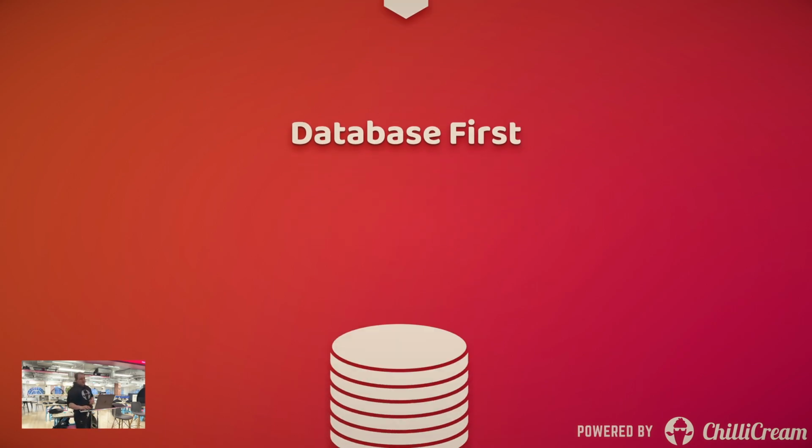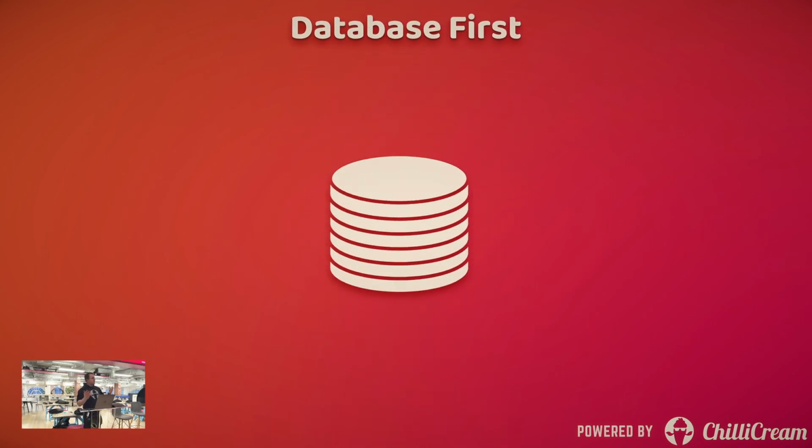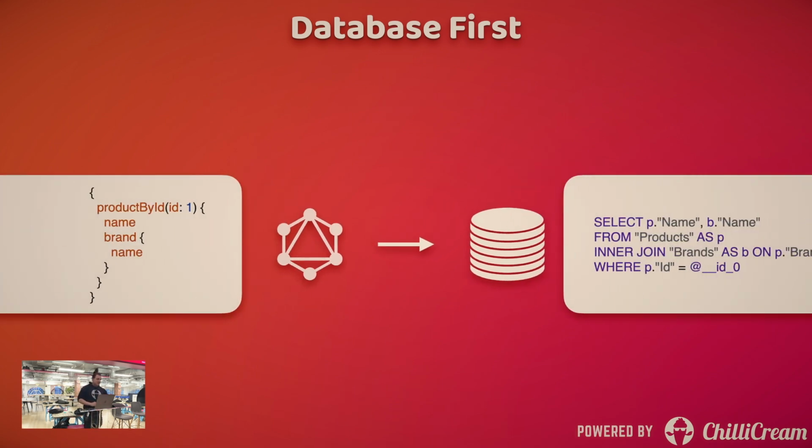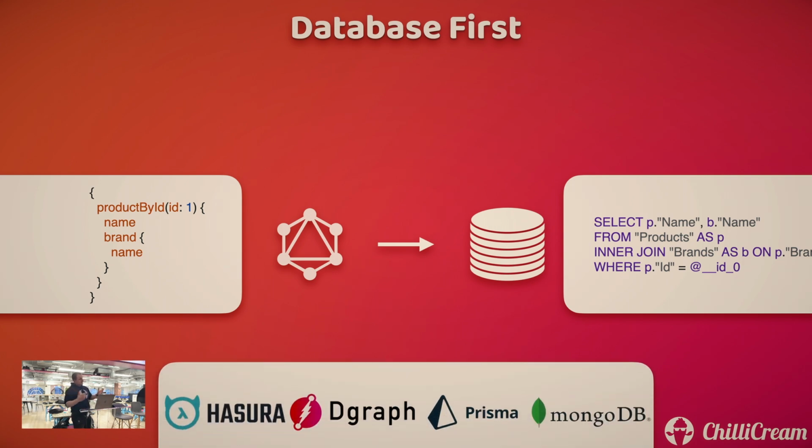As the name suggests, the center of the database first approach is the database. And this database is exposed through a GraphQL API, so you access the database through the GraphQL API. When you write a query, it's translated into a SQL statement, executed on the server, and the data is returned. Many companies and many GraphQL tools do this.